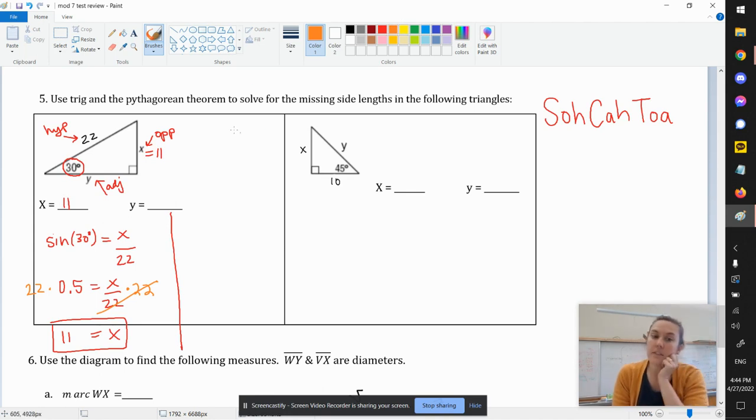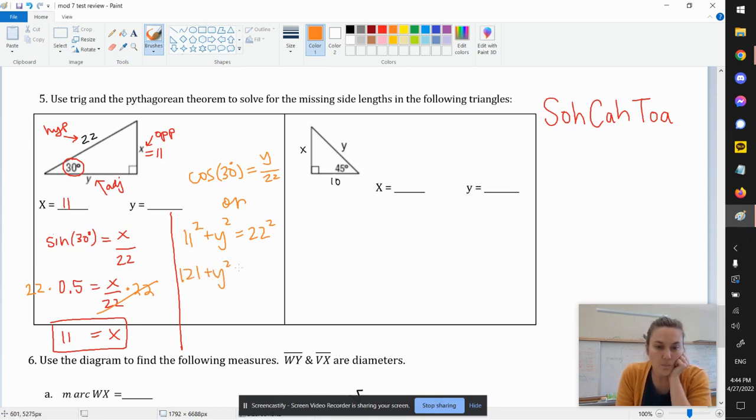To get my next side, I've got two options. I can either use the cosine of 30 equals y over 22 and solve for y that way, or I can say that 11 squared plus y squared has to be 22 squared by the Pythagorean theorem. So I get 121 plus y squared equals 22 times 22, which is 484. I'm going to subtract 121 from both sides and get 363.